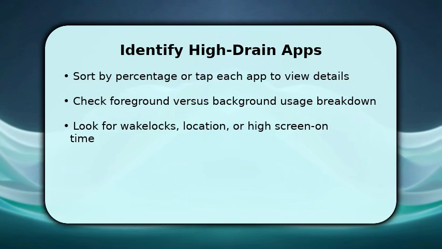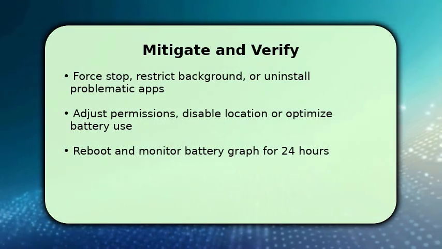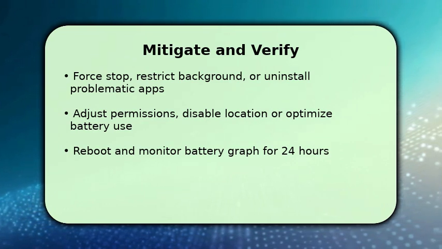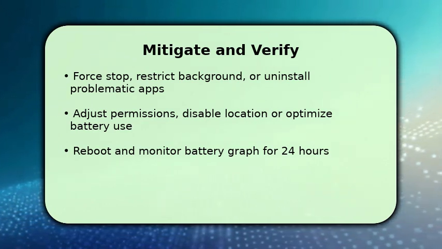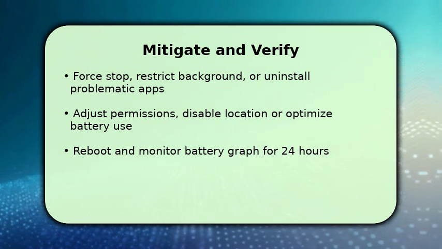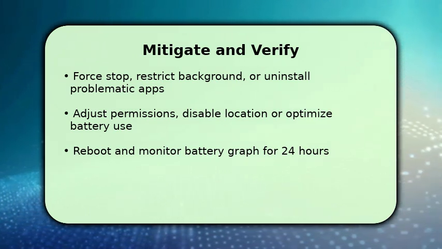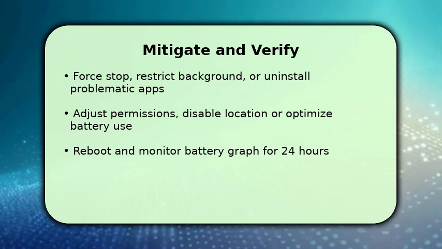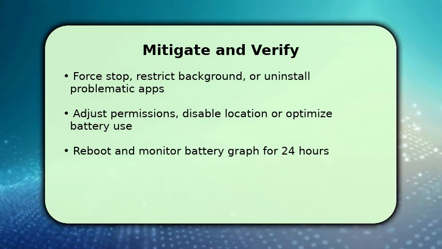Force stop or restrict background activity, adjust permissions such as location or background refresh, and uninstall if needed. Once done, reboot the phone to clear transient states, then monitor the battery graph for at least 24 hours to verify improvement. Make sure to test under normal usage.